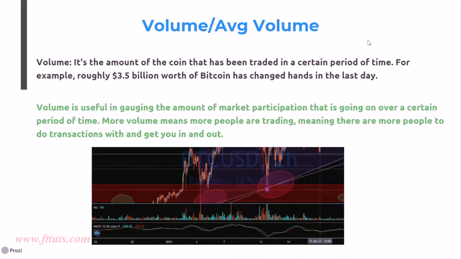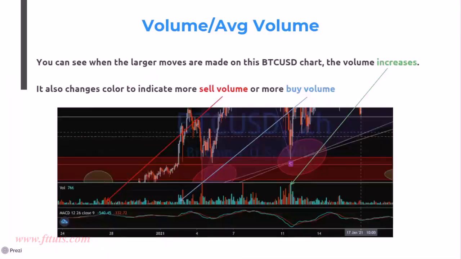Volume is useful for gauging the amount of market participation going on over a certain period of time. More volume means more people are trading, meaning there are more people doing transactions and able to get you in and out of trades. You can see where the larger moves are made on Bitcoin on the chart, the volume increases. Right here, we have a spike in volume that is going over the average. This is where we got a major pull down on Bitcoin and then a major push up.